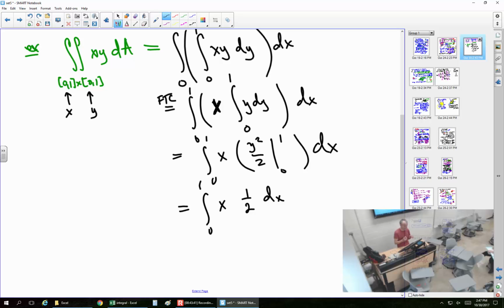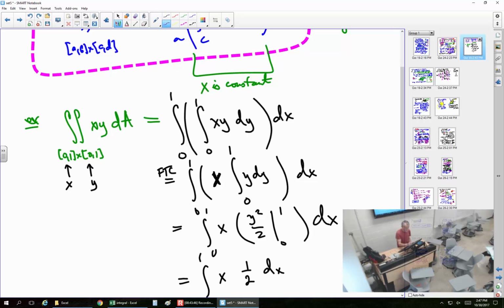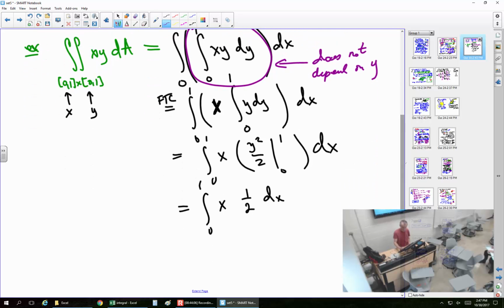Right, so once again, inside the parentheses, that expression does not depend on y. You will know you are not to move on to integration with respect to x until the whole expression depends on x only and y is gone. Okay, so I put 1/2 out, and I have x squared over 2 from 0 to 1, and I have, what is it, 1/4.